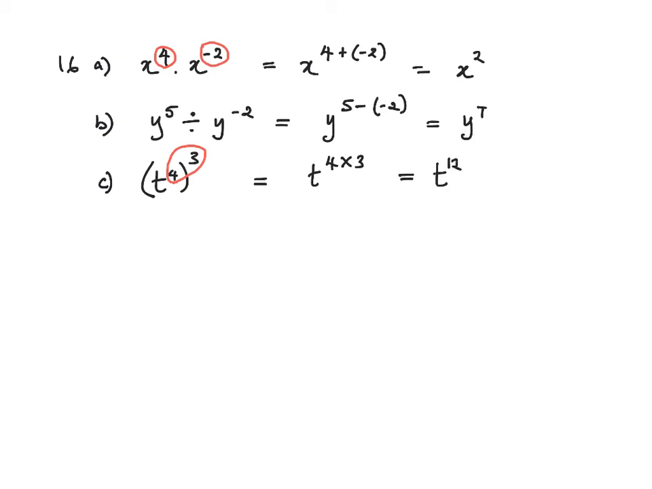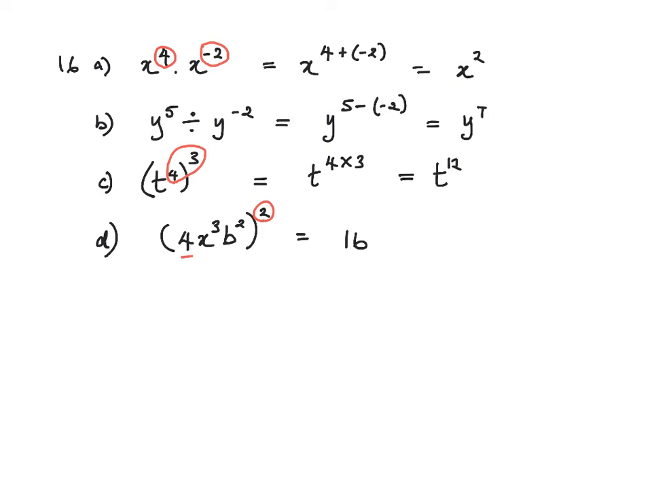Part G, we've got a bracket 4x cubed b squared, all squared. Now, what could we do? Well, we square the 4. 4 squared is 16.